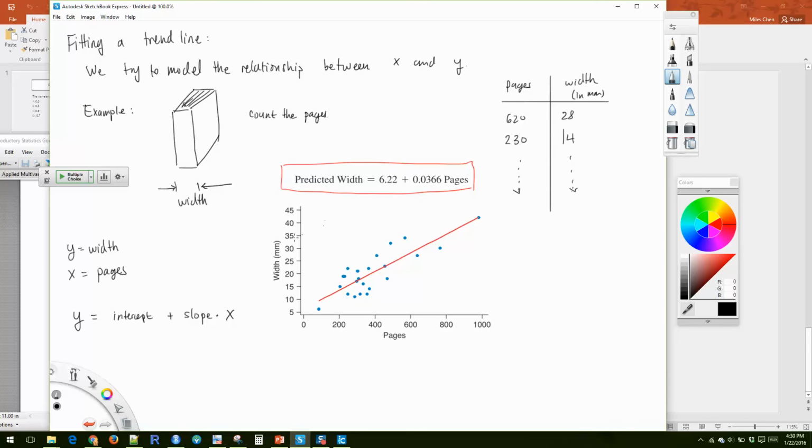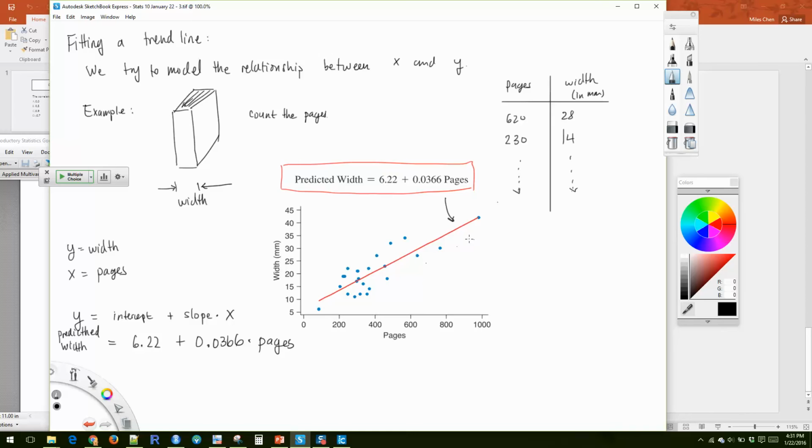Okay, and that's what we've got here. So here it's our width, and it's important that we write it's our predicted width. Our predicted width is equal to our intercept, which is 6.22, plus 0.0366 times our pages. Our x is the number of pages. And this is the equation of the red line here, the equation of this red line.